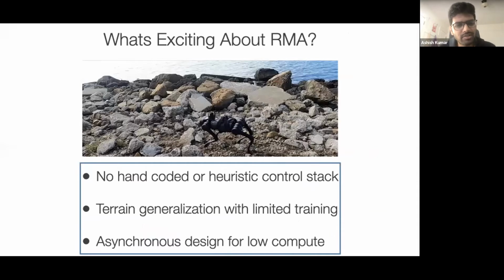The first is that we don't use any hand-coded prior or any heuristic control stack that we predefine for the learning task. The second is that we show generalization to terrain which is beyond what it has seen in training. And lastly, we have an asynchronous design, which allows us to seamlessly move to a low compute without any calibration or synchronization problems. Now let's look at some of the emergent behavior we get because of not hand coding any priors or leg movements.